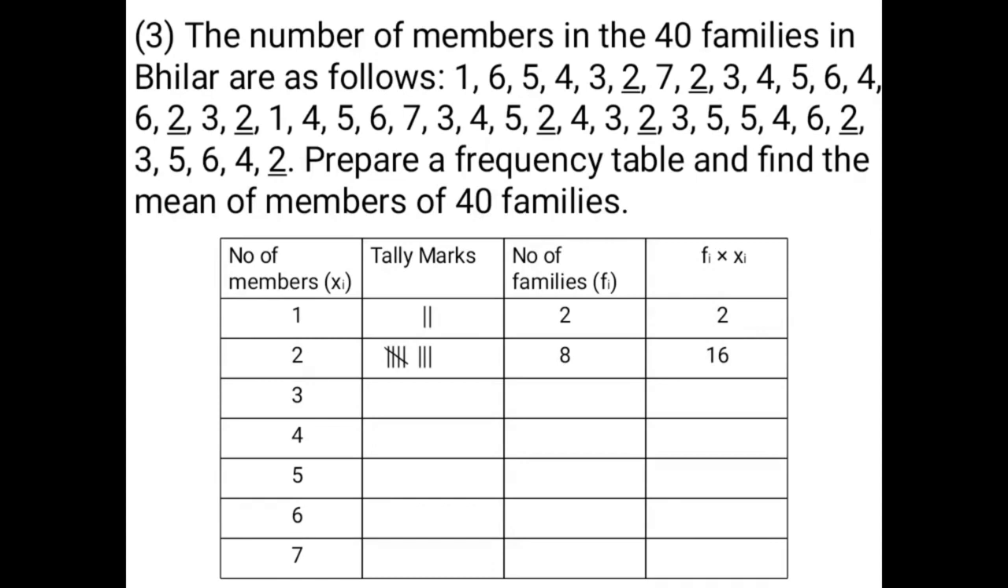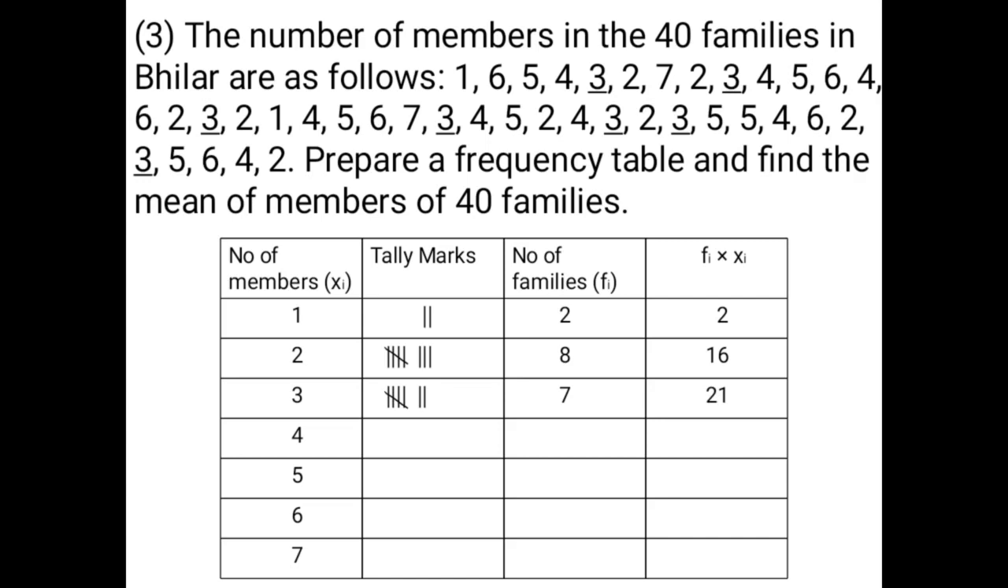Now you have to underline number of members 3 and you have to count 1, 2, 3, 4, 5, 6, 7. Number of members 3 is 7. You have to mark the tally mark 7. If tally marks is 7, number of families also is 7. You have to multiply Fi into xi, that is number of families into number of members. 7 into 3. 7 3s are 21.